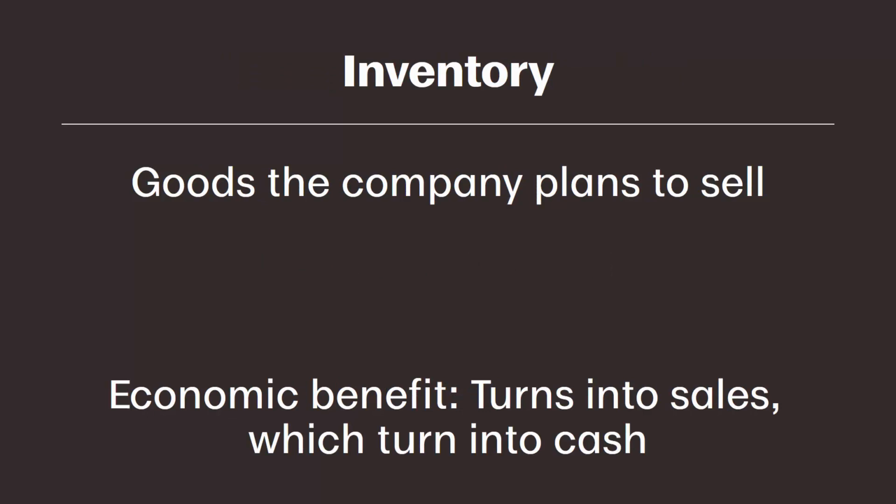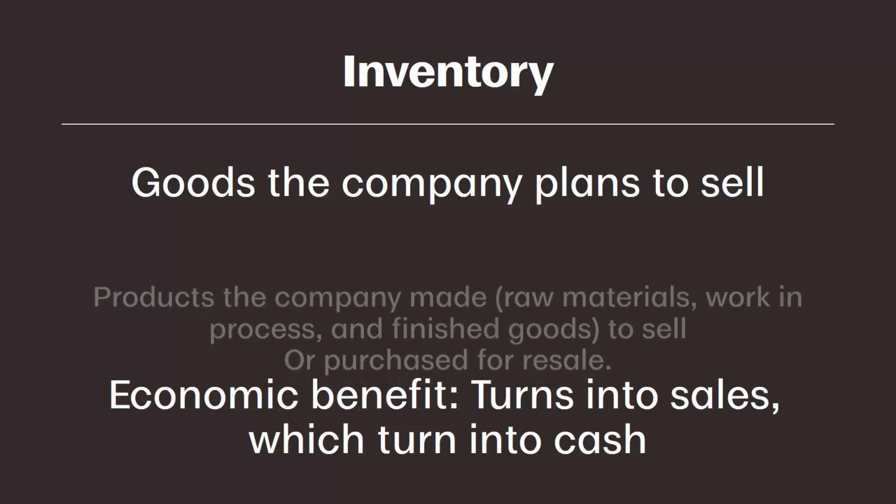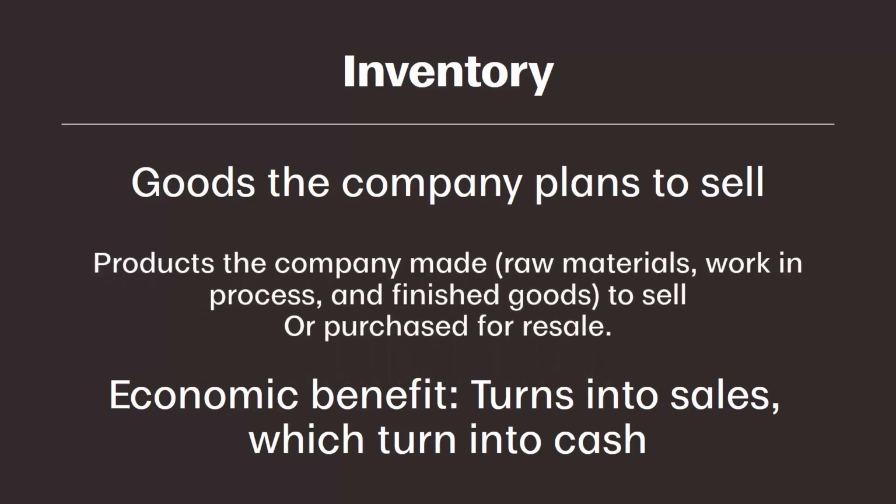Next, we have inventory. Inventory is the goods we plan to sell in the future. A company could make these goods. For example, Nike makes their own tennis shoes. They buy rubber and fabric and create those tennis shoes. The rubber and fabric, before it gets made into a shoe, are raw materials. Raw materials are included in inventory, as are partially completed shoes, called work in progress, and fully completed shoes, called finished goods.